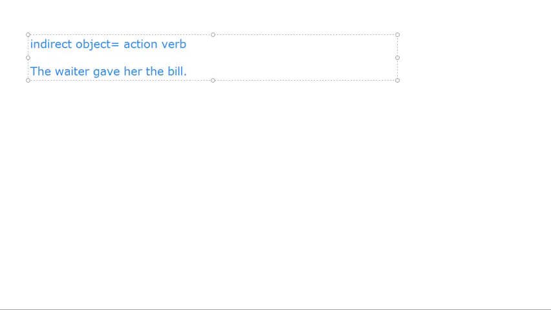Now, you have to ask yourself, first of all, we agreed that we're going to look for the verb first, because it will help you determine if you have a DO/IO or a PN/PA. If you look at the verb in the sentence, it's the verb gave. Gave is an action verb. Whenever you see an action verb, you know that you're dealing with a DO or IO. So you have an action verb of gave.